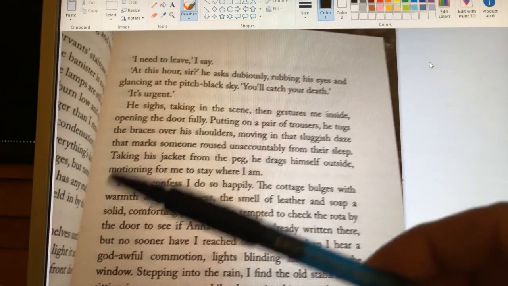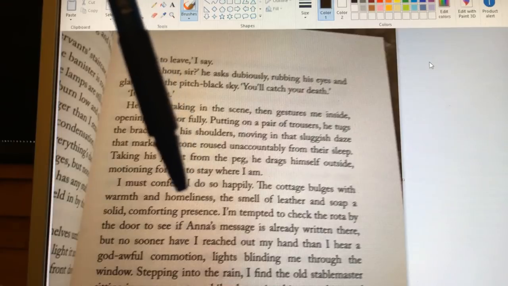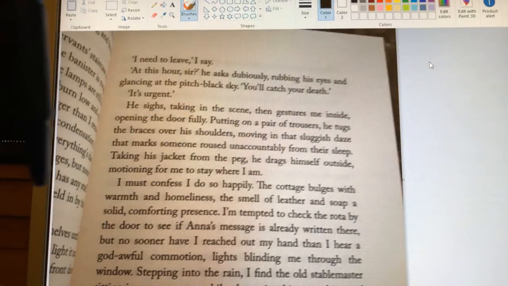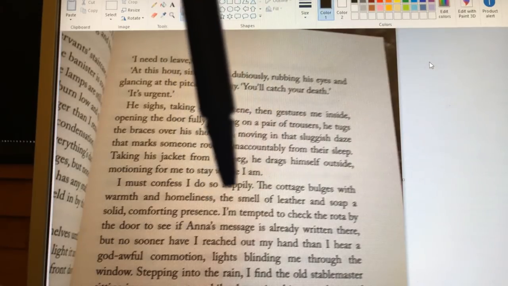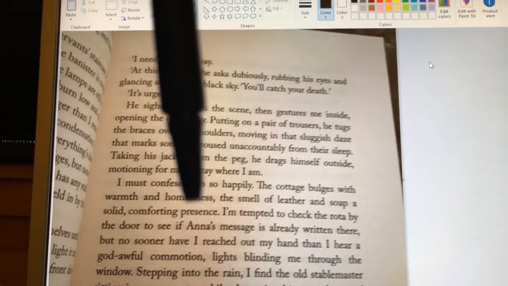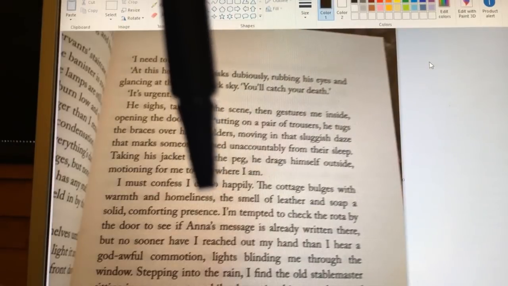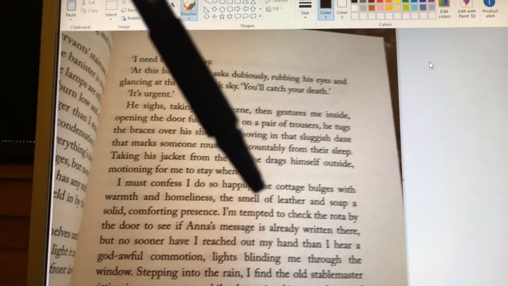Okay? Now we're going to come on to some slightly different commas. We've got "the cottage bulges with warmth and homeliness, comma, the smell of leather and soap, a solid, comforting presence." Now, with this first clause, the cottage bulges with warmth and homeliness, you should notice that that is a main clause. That can stand on its own. And then you've got a comma, and then you've got a noun phrase. You've got the smell of leather and soap. And then you've got a second noun phrase, a solid, comforting presence. So you've got two noun phrases just sitting on their own there without any kind of verb. Now, this is quite unusual. You don't see it very, very often.